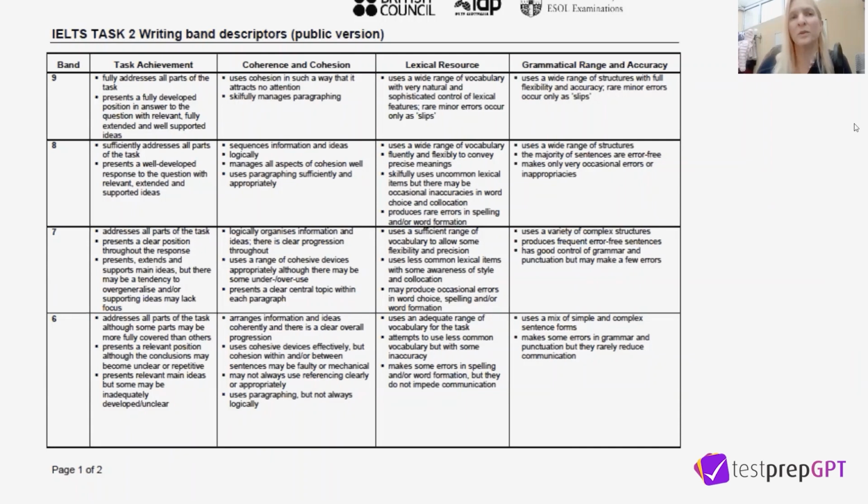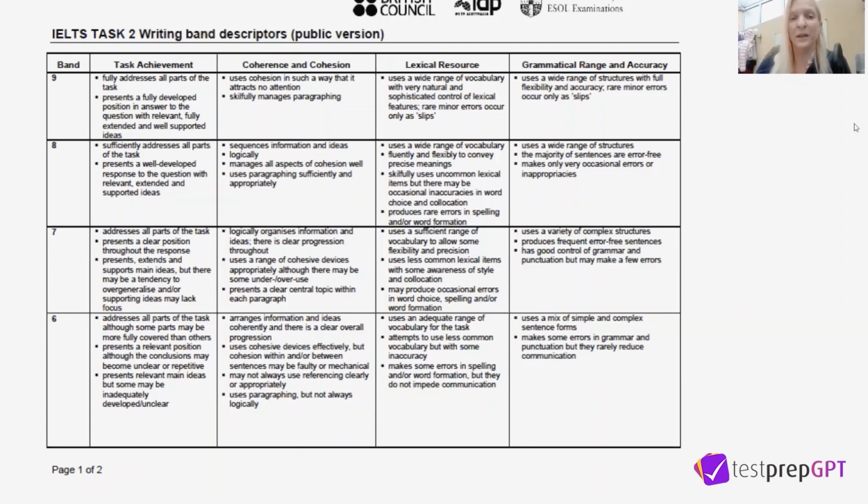Now, the band descriptors for writing task 2 are very interesting because you get a very clear idea of what you need to do in order to reach a specific band. So if you're at band 5, for example, right now, take a look at the band descriptors to see what you need to do to reach the 6, 7, 8, or 9. So example, if you want to hit 6 in terms of task achievement, make sure that you answer all parts of the question. So do your best to answer the question fully and to give a clear idea in your essay.